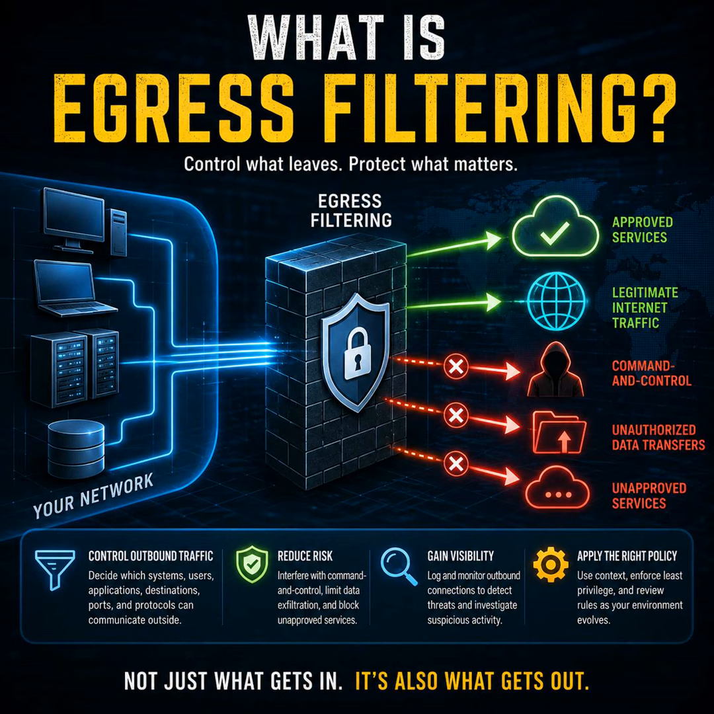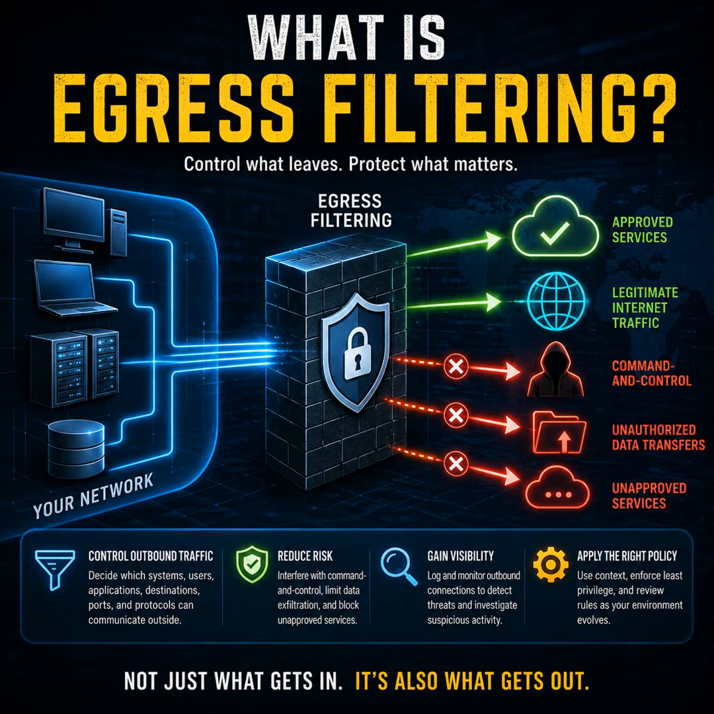Egress filtering is the practice of controlling network traffic as it leaves a device, network segment, cloud environment, or other defined security boundary. Egress means outbound, so the control focuses on communication traveling from an internal or managed source toward an external or less trusted destination. The filtering policy decides which outbound connections are allowed, denied, inspected, logged, or redirected for additional review.